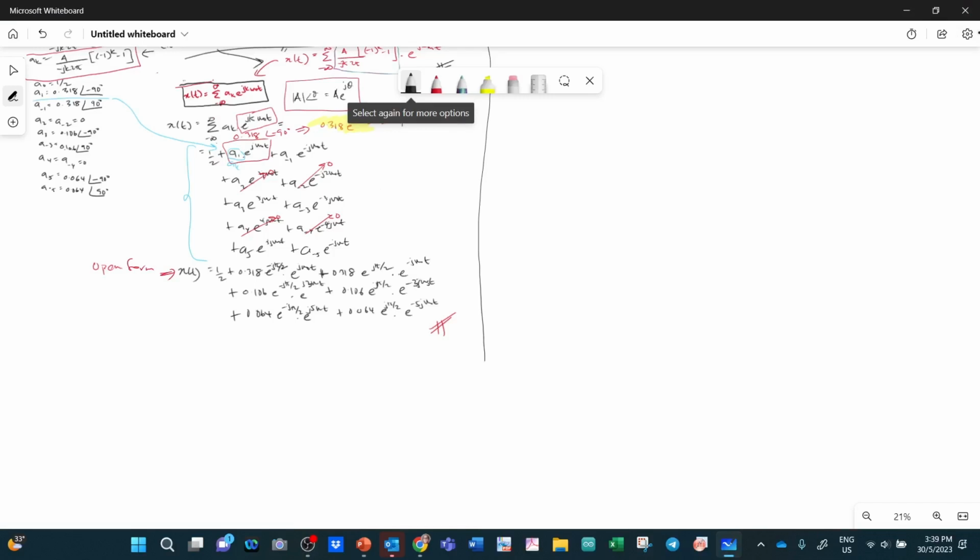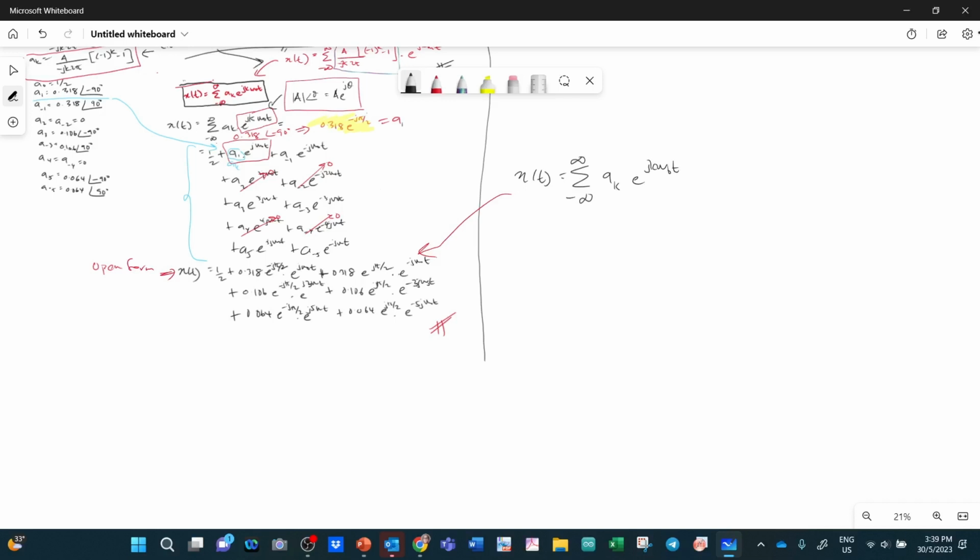Good afternoon all. Based on yesterday's class, there was a correction to the final answer for the open form. On Monday, the answer for x(t) was incorrect. I missed out the e^{jω t} part. So let's write starting from this point, x(t) equals the exponential.